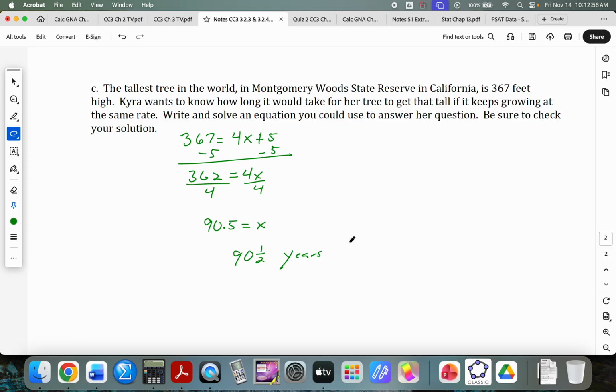So if she planted it when she was really young and it grew at 4 feet a year for her entire life, she might get to see that. Okay, any questions? All right.